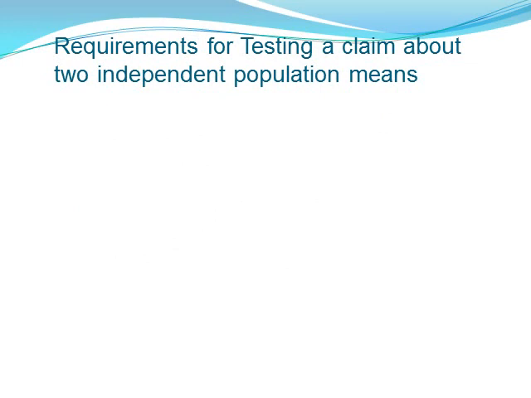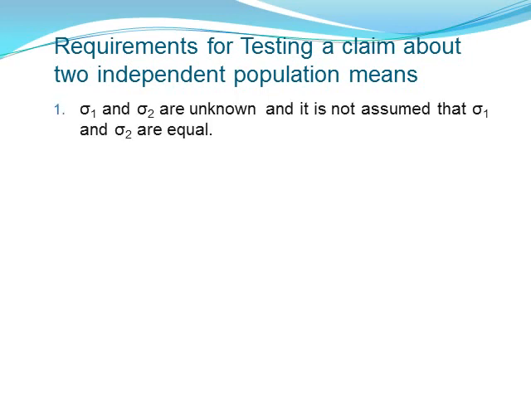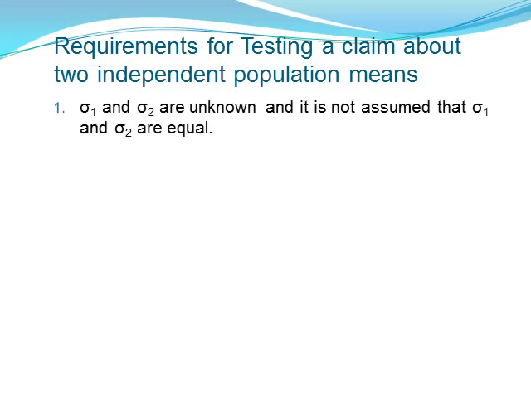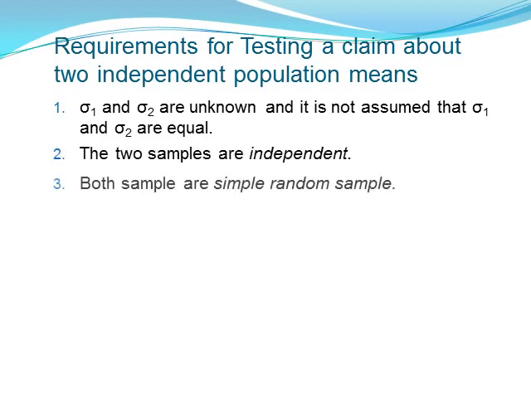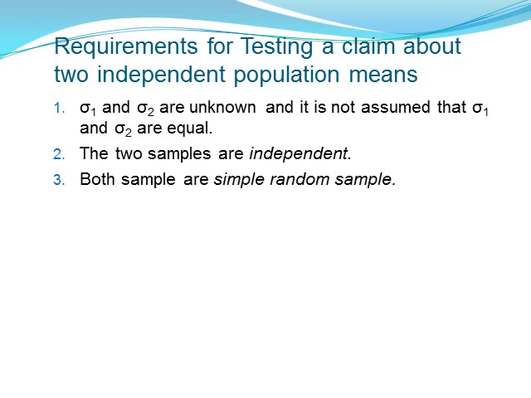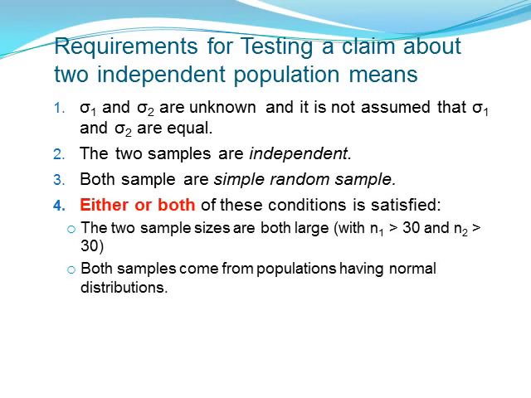Next, let's discuss the requirements for testing a claim about two independent population means. First, the population standard deviations for both populations must be unknown, and we are not going to assume that they are equal. The two samples must be independent. Both samples must be simple random samples. And then either or both of these conditions must be satisfied: either the two sample sizes are both large, with both of them greater than 30, or both samples must come from populations that have normal distributions.